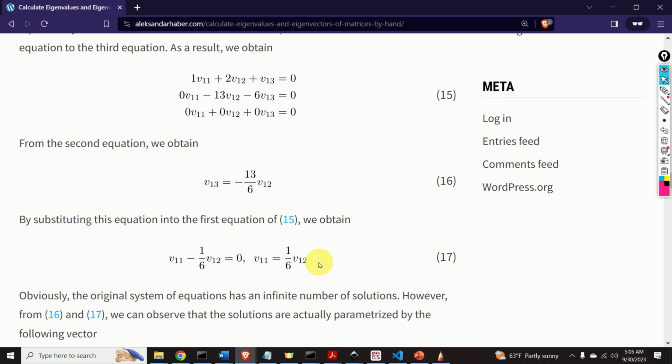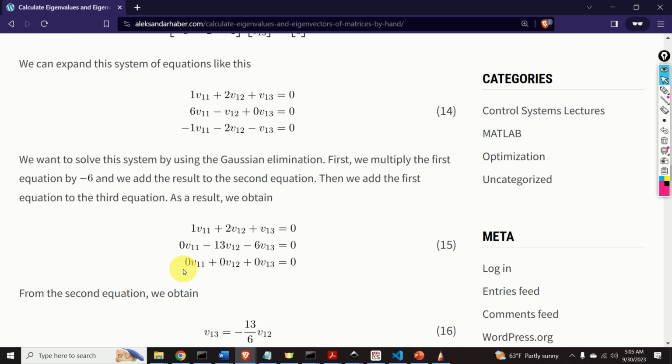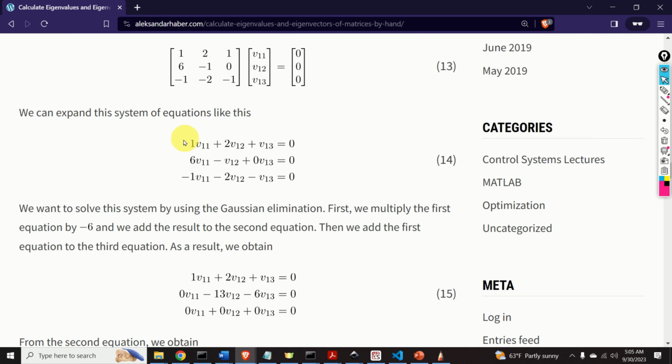However, how to choose v12? Well, we have a complete freedom to choose v12. That is, the original system of equations has an infinite number of solutions. And we have a freedom to choose v12 in order to fix the solution. And this is often the case when one tries to compute eigenvectors and eigenvalues of matrices.